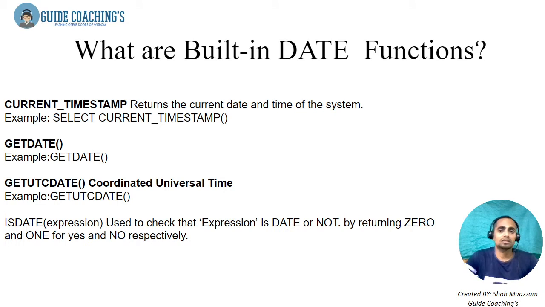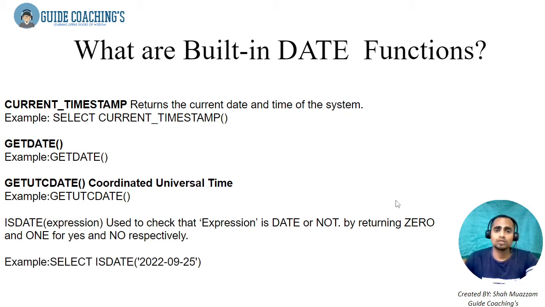Now the fourth function, which is mostly used, is isDate. What isDate does is it takes a value and checks whether that value is a date or not. If it is a date, it will return 1, that is true, and if it is not, then it will return 0, that is false. I will take you through the example first, and then we will discuss more about it.